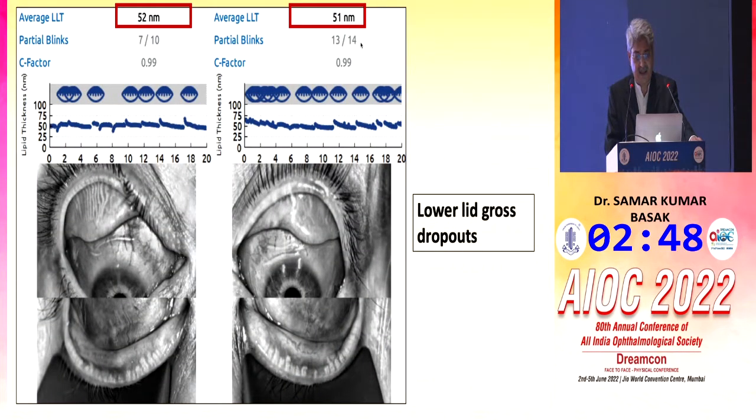So you see that this patient had an LLT of 51 and 52 in the lower lid. And if you see the lower lid of both eyes, you will see gross dropout areas of Meibomian glands.